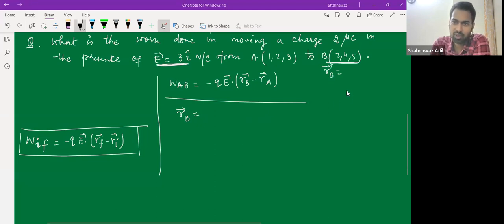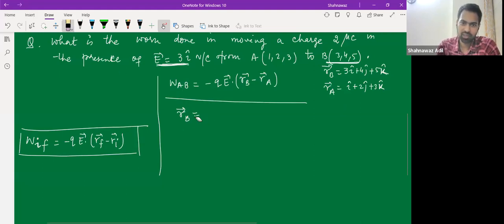Yes, 3, 4, 5 is the coordinate. So RB would be how much? You guys have forgotten. So, 3 I cap, 4 J cap, right? And RA would be how much? 1 I cap, 2 J cap, 3 K cap. Right, this is K, not U. Okay, so this would be RB and RA, right?